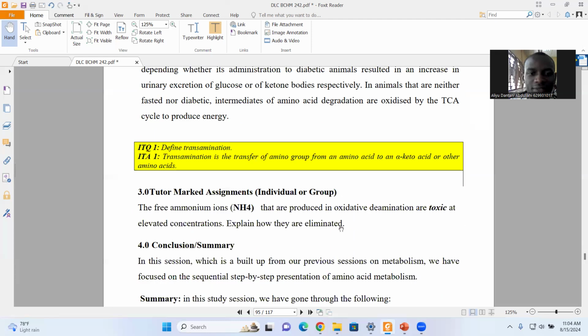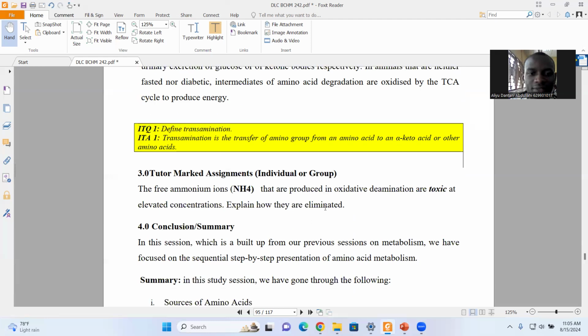Ideally, we should go deep into how they do so, but I think for your own case, we're going to stop here. Just take your time and read. I think this is quite a very easy lecture. This is biochemistry simplified, to be honest.